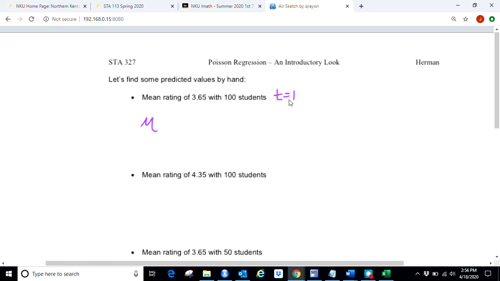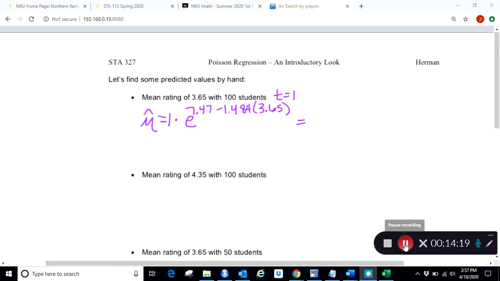So if I have 100 students, my t is going to stay 1. So then my mu hat is just going to be 1 times that e to our 7.47 minus 1.484 times our evaluation rating of 3.65, giving us 7.79.